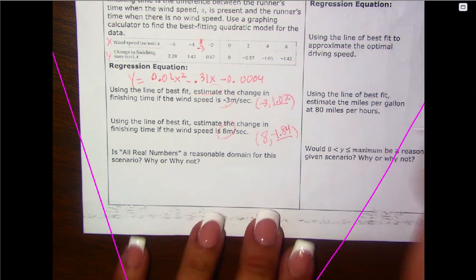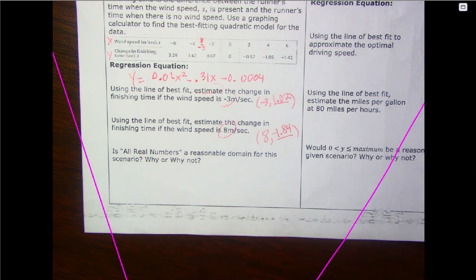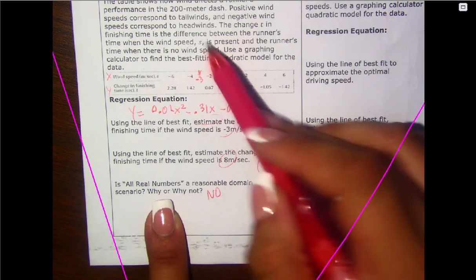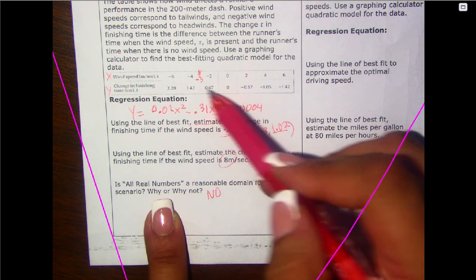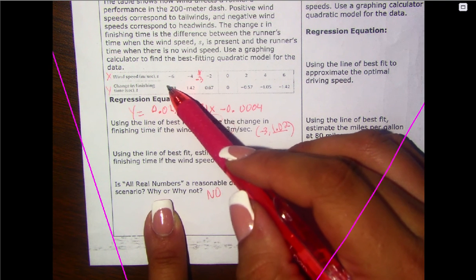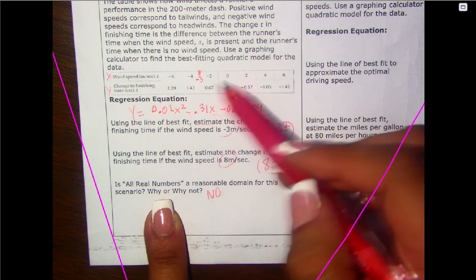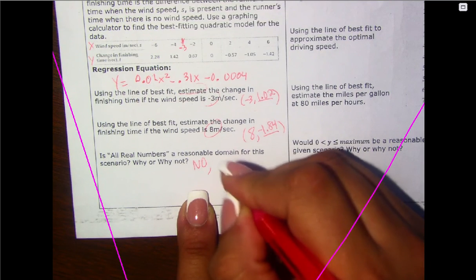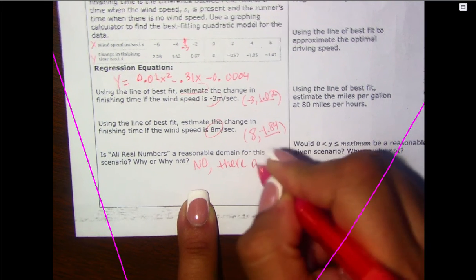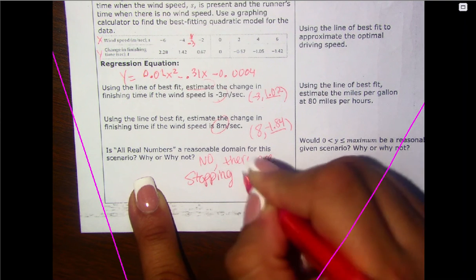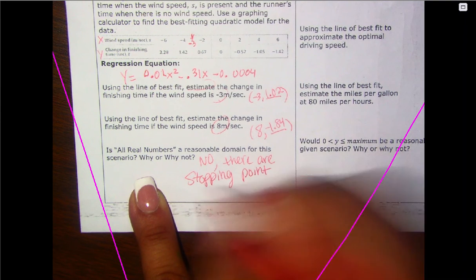-1.84. And at the end it says, is all real numbers a reasonable domain for the scenario? Well, once again, the answer will be no, because we are talking about a stopping point at some point, the finishing time. The winds are not going to pretty much go on forever. They do stop at some point. So we can just say no, there are stopping points in real world scenarios.